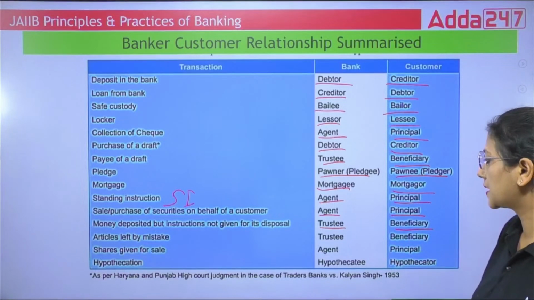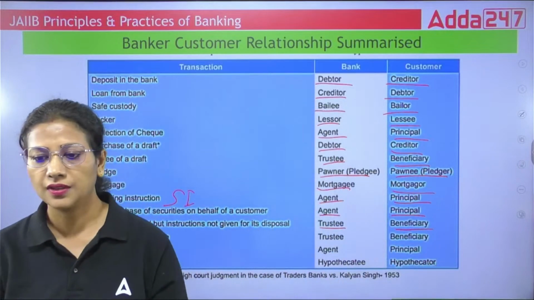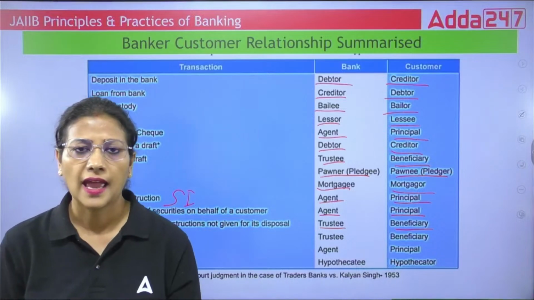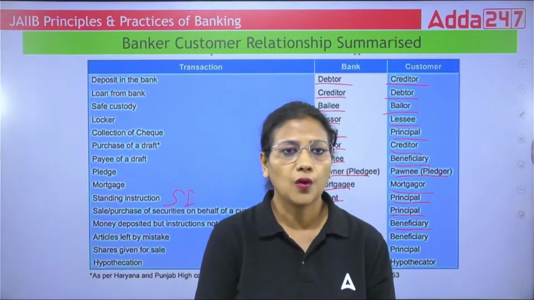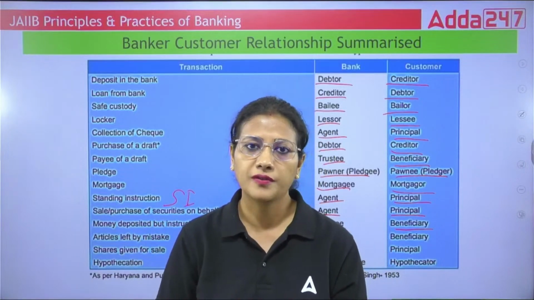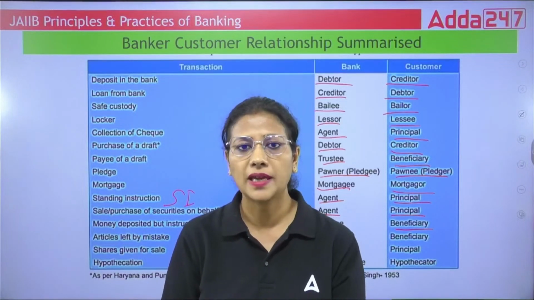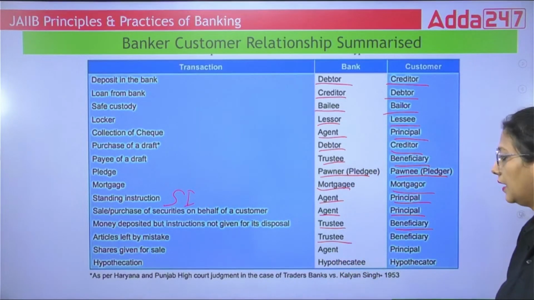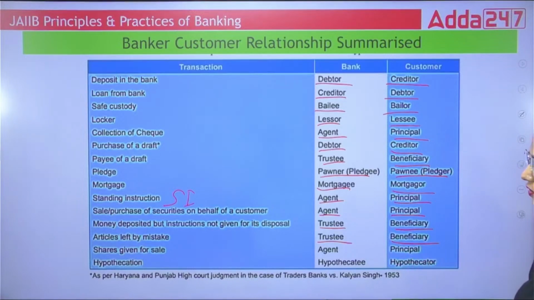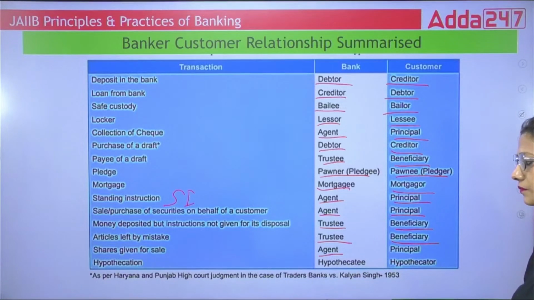Article left by mistake. If there is any article which a customer leaves in the bank, suppose a customer came with a few items and while doing his business, for whatever reasons he came to the bank, he left a few of his things in the bank. That was not done to give it to the bank, it was by mistake. In that case, the bank will become trustee of those articles and the customer will become beneficiary. Shares given for sale, the bank will be acting as an agent and the customer as principal.